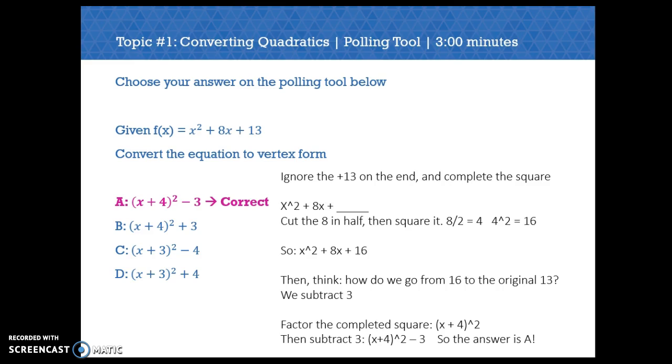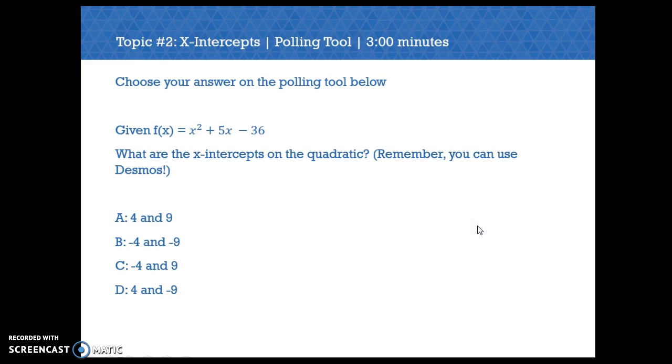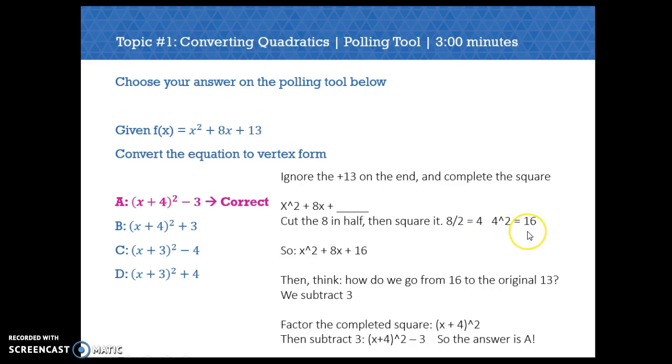All right, hopefully you got answer A, x plus 4 squared minus 3. Now, converting from standard form to vertex form, that's when we ignore the 13 on the end and we complete the square. So if we ignore this 13 up here, we have x squared plus 8x plus blank. We know that we take the 8, we cut it in half, that gives us 4, and then we square it, that gives us 16. So 16 is the missing number for completing the square.